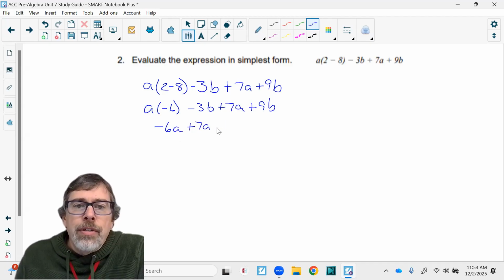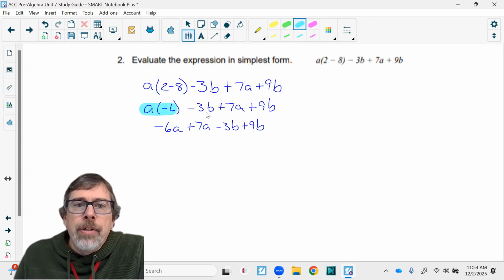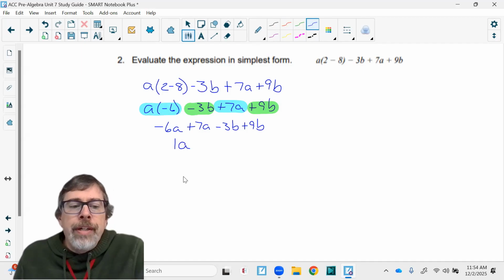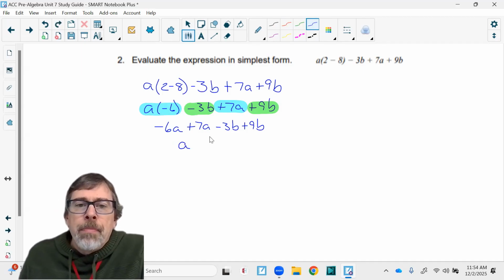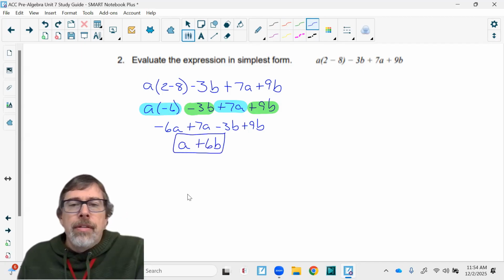I'm going to put the a's first and then the b's. I didn't highlight here, but if I had, I would say there's an a and this is an a and this is a b. Notice I copy the sign as well. And then I continue. Negative 6a plus 7a is 1a or just simply a. You can put a 1 there, but it's not necessary. And then negative 3 plus 9 is a positive 6b. So there is number 2.